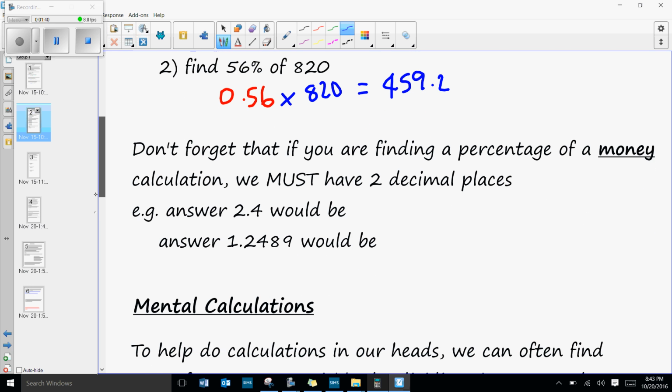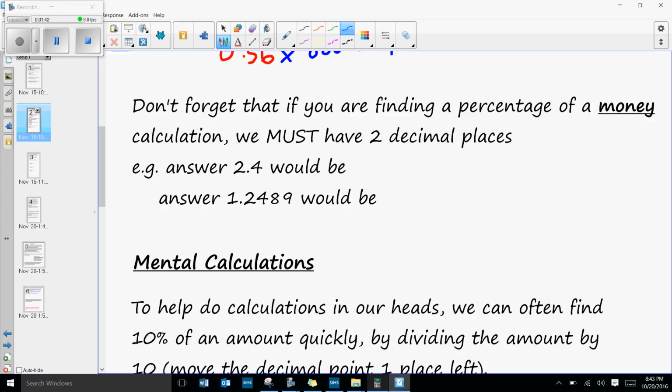Don't forget that if you are finding the percentage of a money calculation, you need to make sure you're writing 2 decimal places. So if your calculator gives you the answer as 2.4, you would actually write 2.40. If your calculator came up with 1.2489, we would round. So we count to our second decimal place, look to the right, and round accordingly. So this would become 1.24.